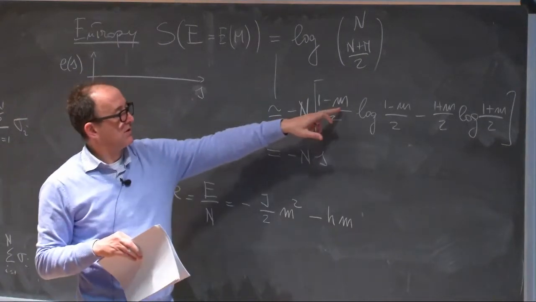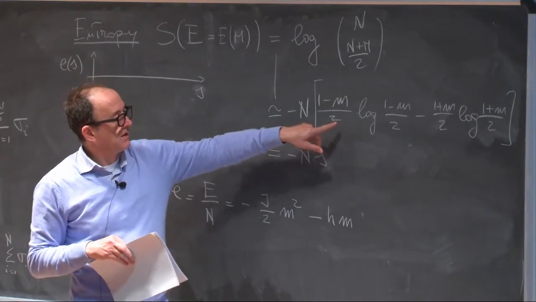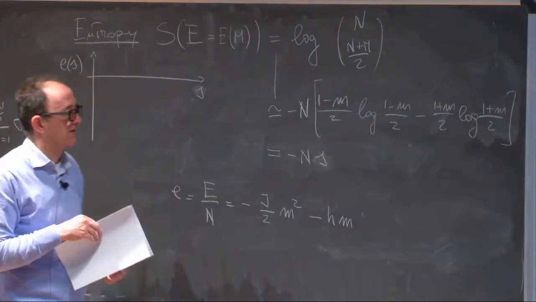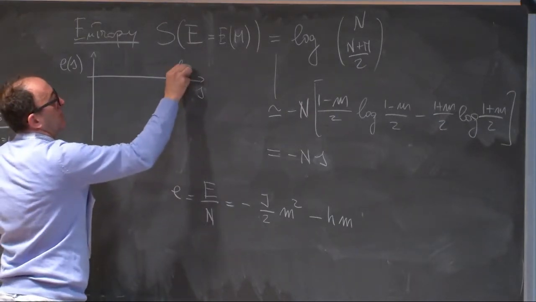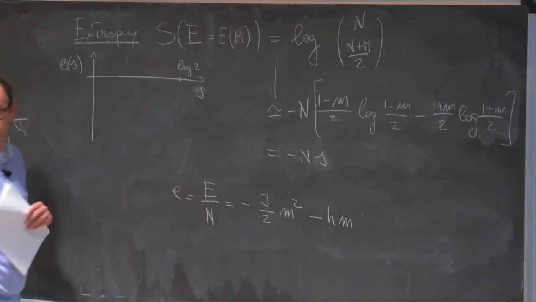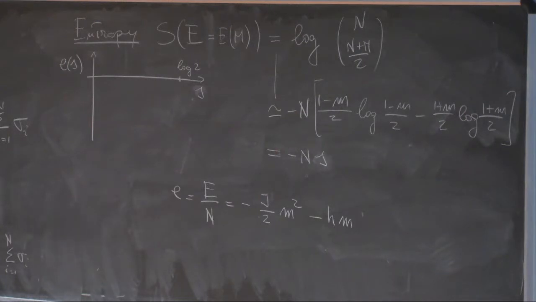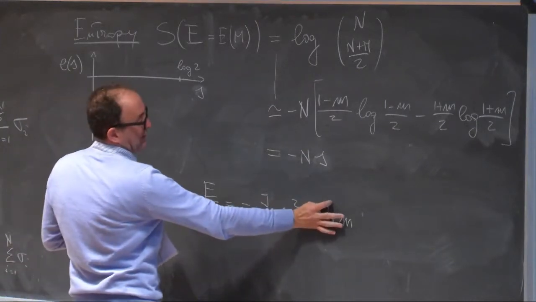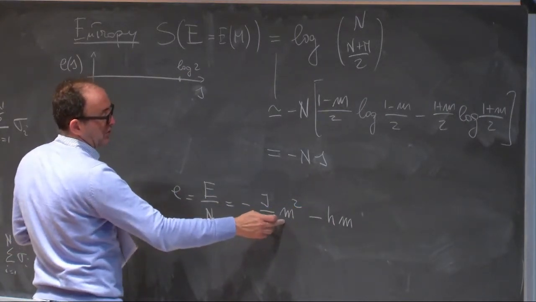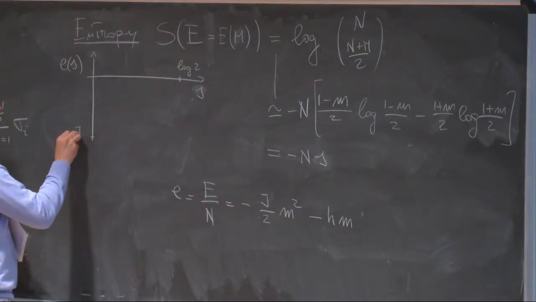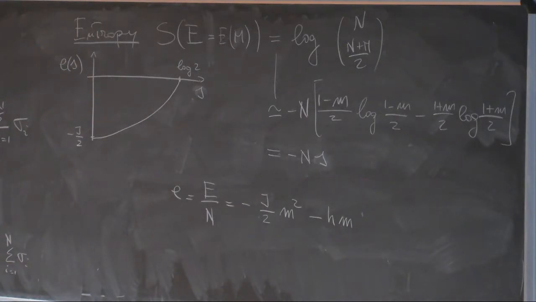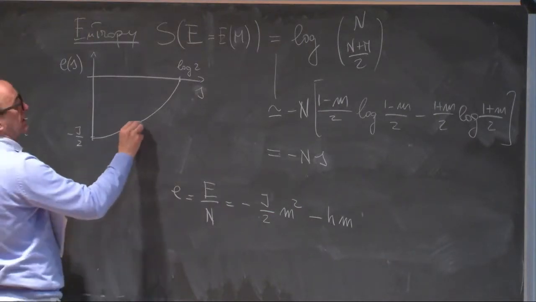When m is equal to zero, the entropy is 1/2 log 1/2 minus 1/2 log 1/2, so it's equal to log 2, and the energy is zero, okay? So you start from this point. If h is equal to zero, then you have just one curve that goes, when m goes to plus or minus one, to minus J divided by two. Essentially, you will follow something like a curve like this. This is h equals zero.